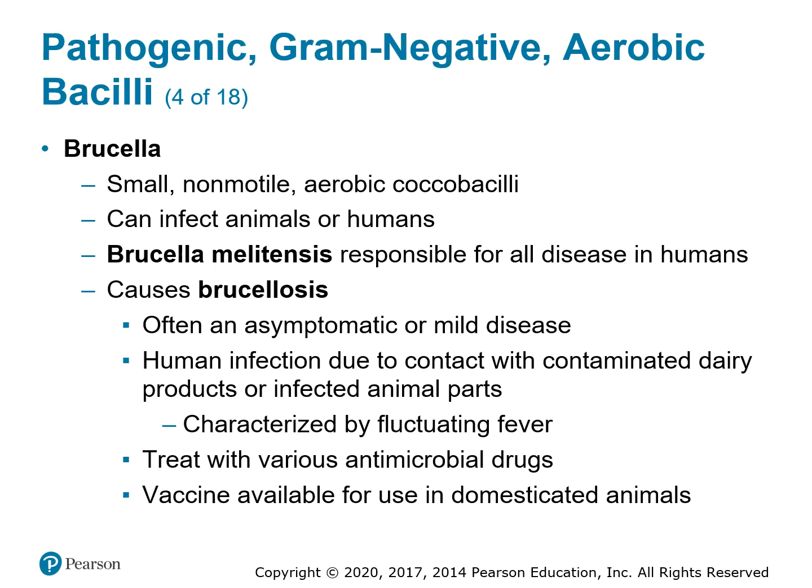So Brucella is a small non-motile aerobic coccobacillus. It can infect both humans and animals. Brucella melitensis is responsible for most diseases in humans. It causes brucellosis. It's often an asymptomatic or mild disease. Human infection is typically through contact with contaminated dairy products or infected animal parts, and it produces a fluctuating fever. So you have a fever, it goes away, you have a fever, it goes away. Treated with various antimicrobial drugs, and there is a vaccine that's used in domesticated animals for this.